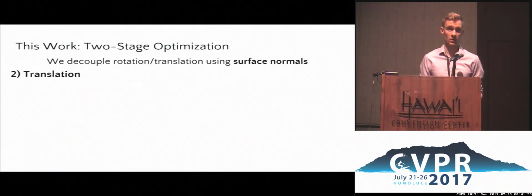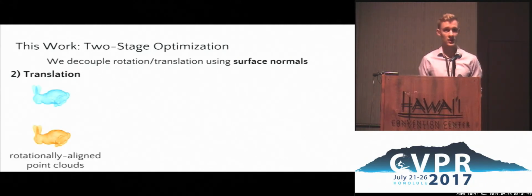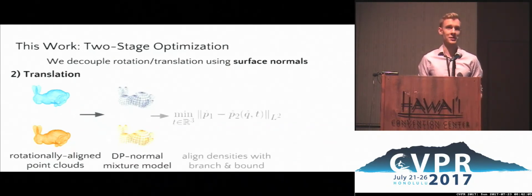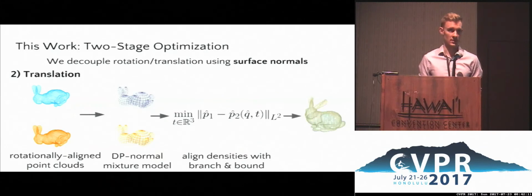In the translational alignment step, we start with our two rotationally aligned point clouds. We again create another parsimonious representation of them using Bayesian nonparametric Gaussian mixtures. We again align the posterior density estimates by minimizing their L2 difference using branch and bound, and this completes the alignment.